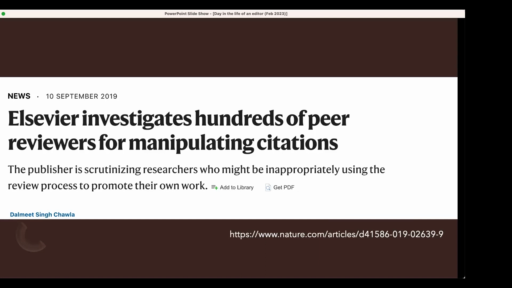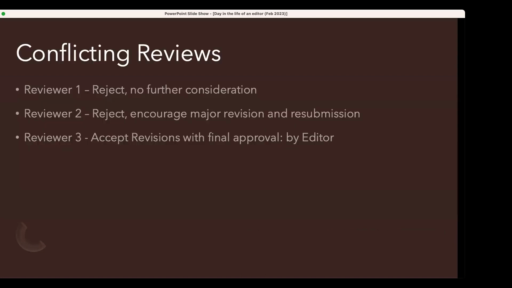And I think there's also the example of journals that require papers to self-cite other journal papers, which, again, are things that I personally think would not be a good show for the journal. There's also the situation of conflicting reviews, as I mentioned before.